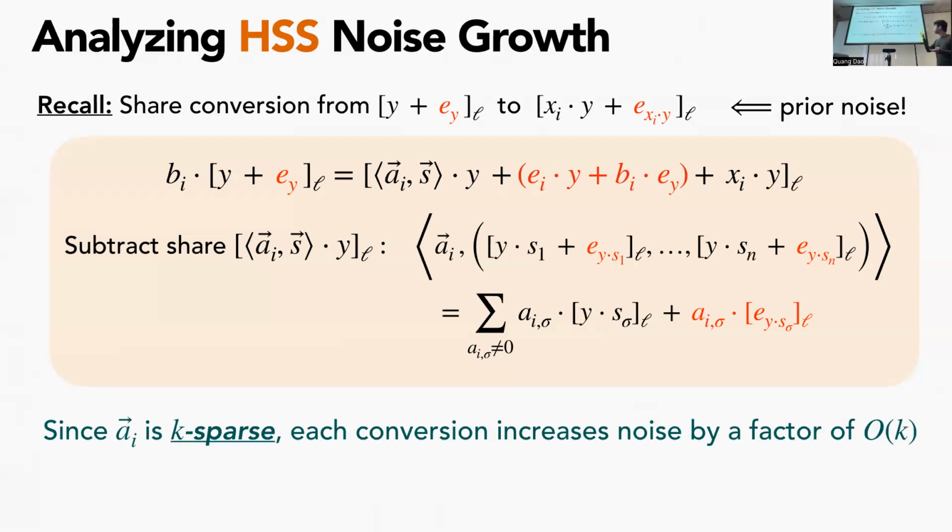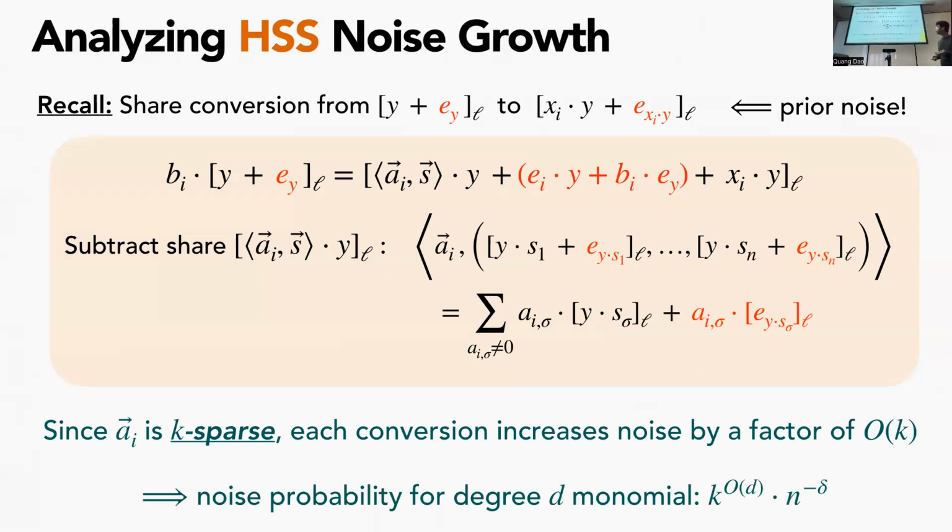Thus, each conversion only increases noise by a factor of roughly k. And so when we compute a degree d monomial, you have k to the O of d times the initial noise rate, which is n to the minus delta, in some inverse form of it. Okay.